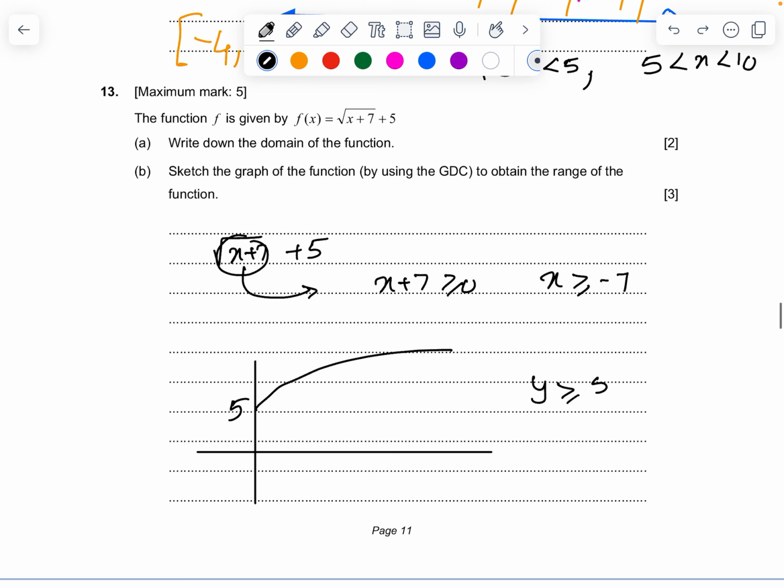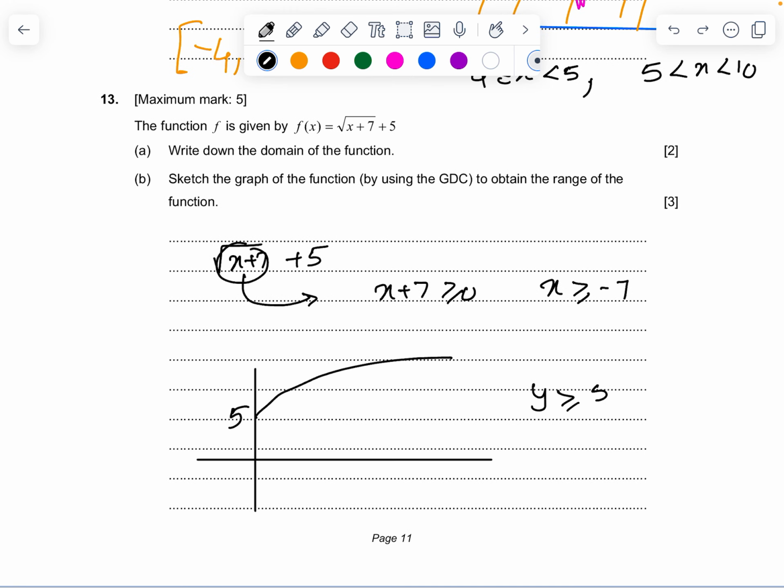And I'm going to draw from negative 7. Negative 7, it goes like this. When x is negative 7, it is going to be 5. This is the shape of the graph. So y is greater than or equal to 5.